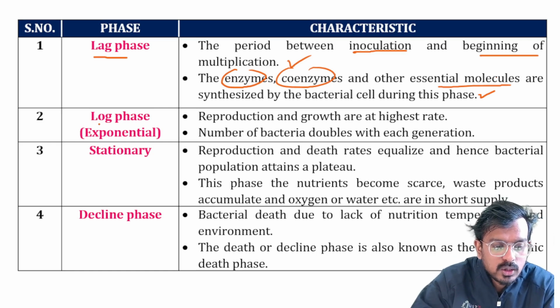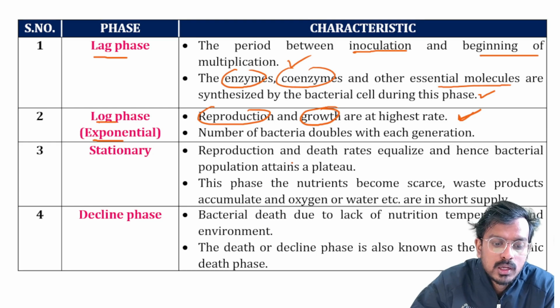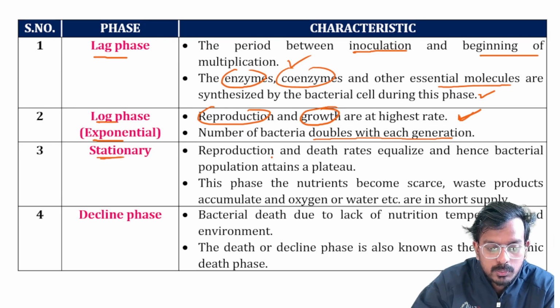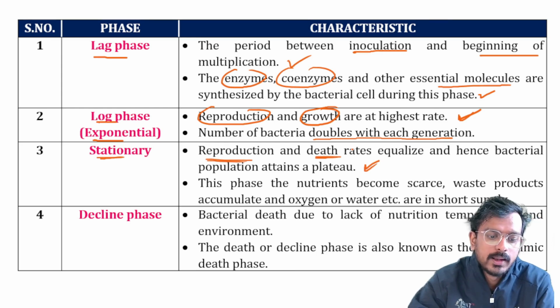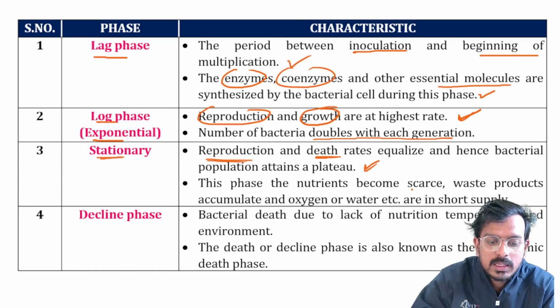Next is the log phase, also known as the exponential phase. Here, reproduction and growth are at the highest rate. As I told you, frequency is high. The number of bacteria doubles with each generation. Next is the stationary phase. Reproduction and death rate equalize, and hence the bacterial population attains a plateau. In this phase, nutrients become scarce.